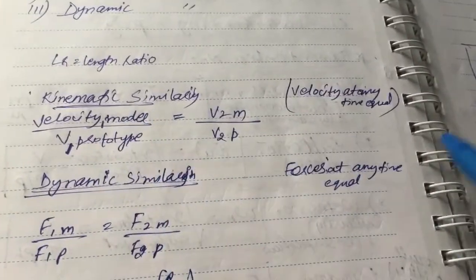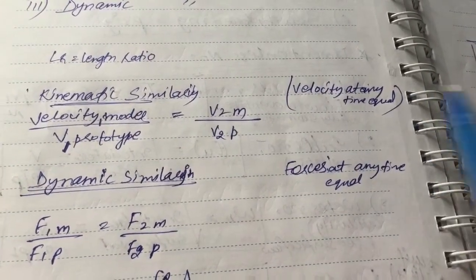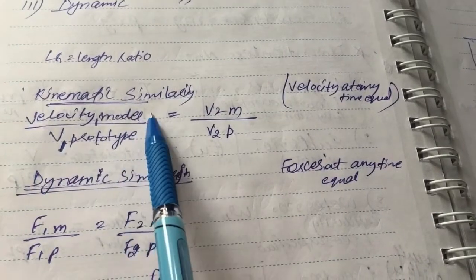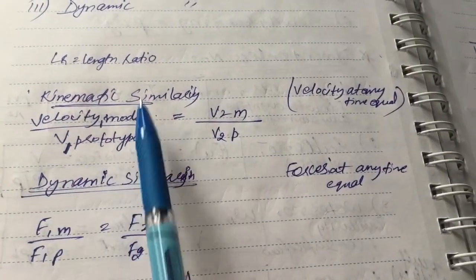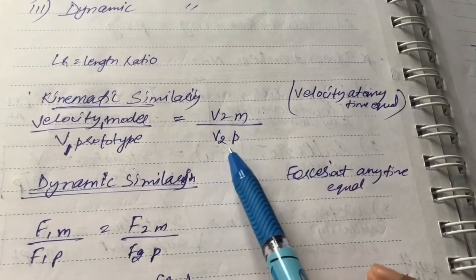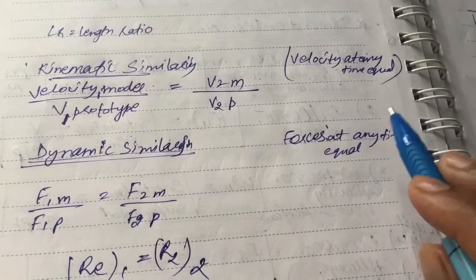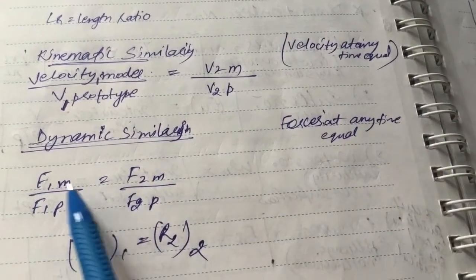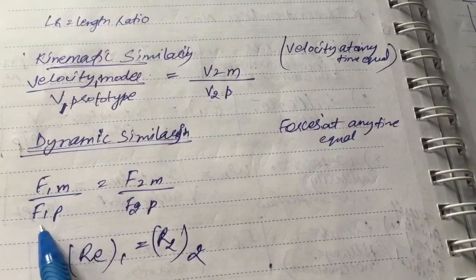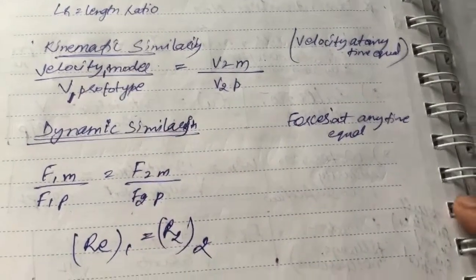Next we have kinematic similarity. It is given as velocity at any time is equal. So velocity v1 of model by v1 of prototype would be equal to v2 of model by v2 of prototype. Dynamic similarity is forces at any time are equal. So F1 of model by F1 of prototype would be equal to F2 of model by F2 of prototype.